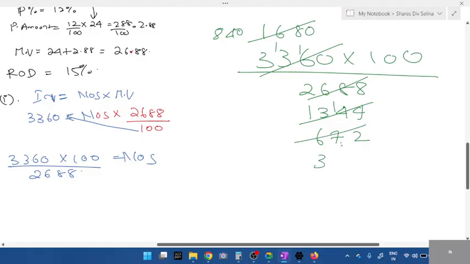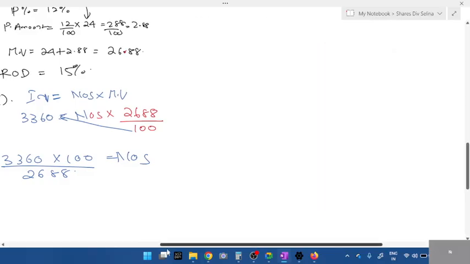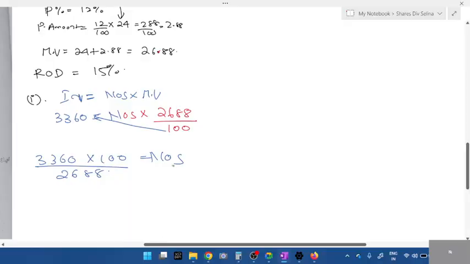Next, 2 threes are 6, 2 into 420. Then you get 2 into 210, 168. So isn't it too lengthy to solve like this? Tell me, students, let's think practically. Is number of shares rupees or quantity? Quantity will never be in decimal. It will always be a round number. So better do it like this.